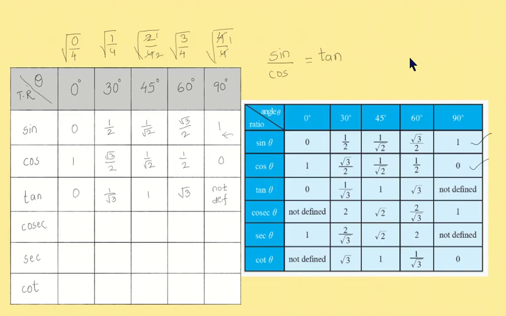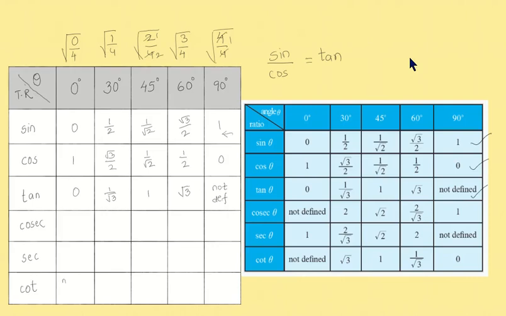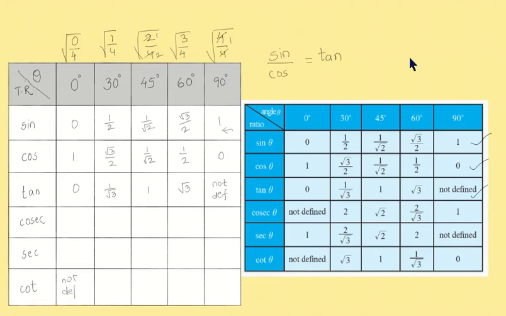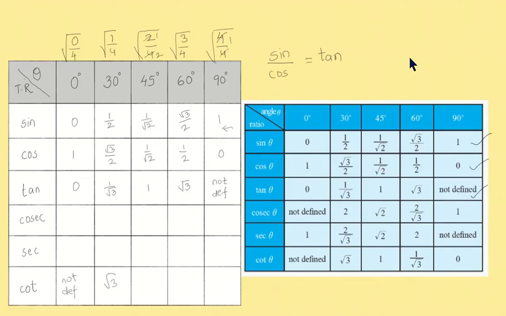Now, like sine and cos, tan and cot are reverse of each other. So let's find those values. So what will be cot of 0? Not defined. What about cot 30? Root 3. Cot 45? 1. Cot 60, 1 over root 3. What about cot 90? 0. So if you see, again, these are reverse of each other.